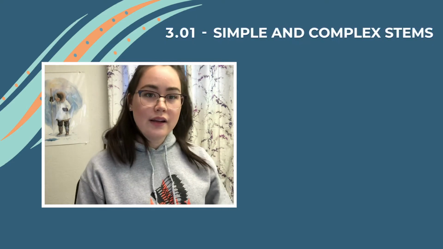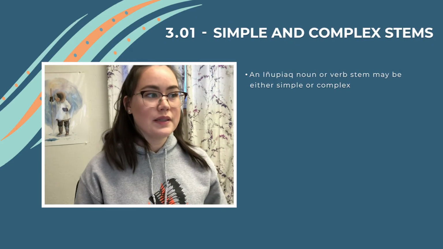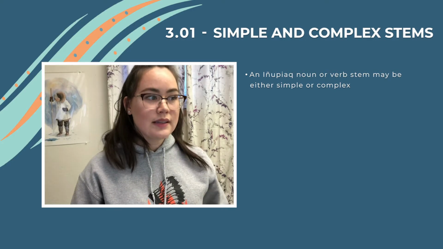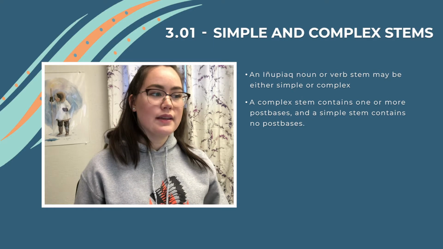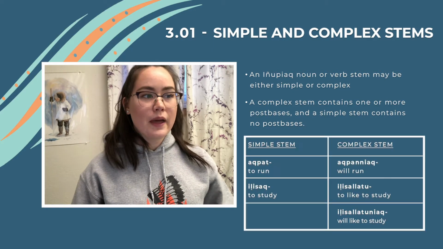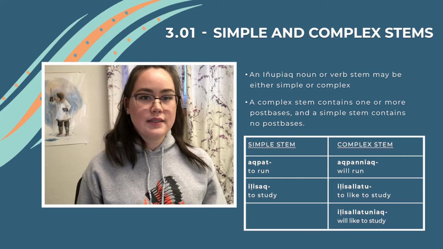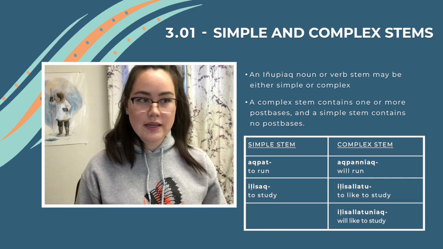There are simple and complex stems in Inupiaq. An Inupiaq noun or verb may be either simple or complex. A complex stem contains one or more postbases, and a simple stem contains no postbases. So, for example, akbat, to run, that is a simple stem. Ilisak, to study, is also a simple stem.